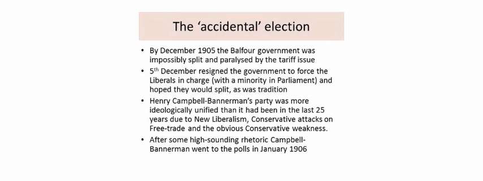And so what Campbell Bannerman says is, he does lots of nice speeches, looks very, very prime ministerial, and then says, and now we're a minority government, but we therefore want to prove that we are worthy. Let's go to the polls in 1906, and therefore the election is called for January 1906.